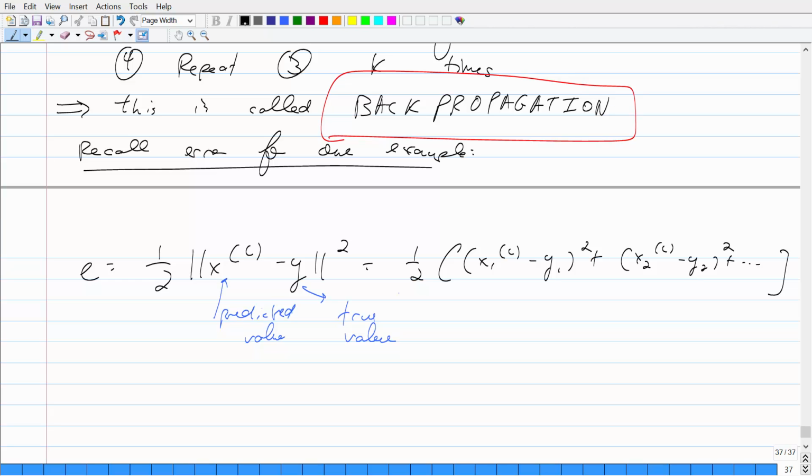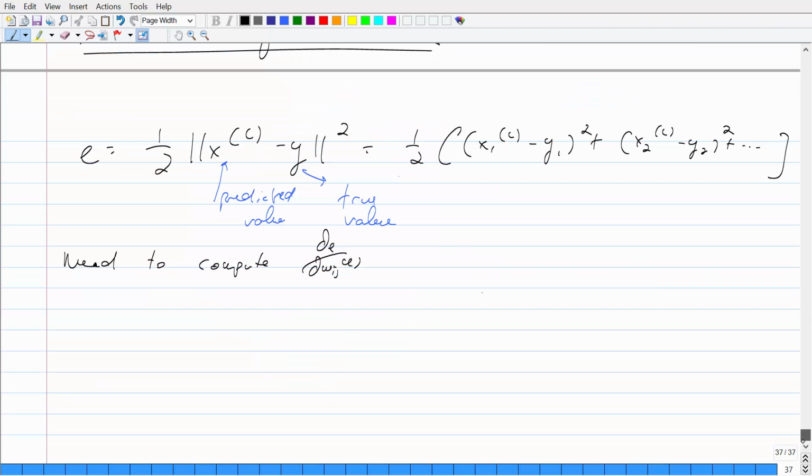Okay. So if we're taking a look at just one example, what we need to do is figure out what the gradient is. You have this cost function, and you want to figure out what the update is so that you can update your weights. So you have to take a look at this cost function and figure out what the gradient is for that. Okay, so we need to compute this for all weights.